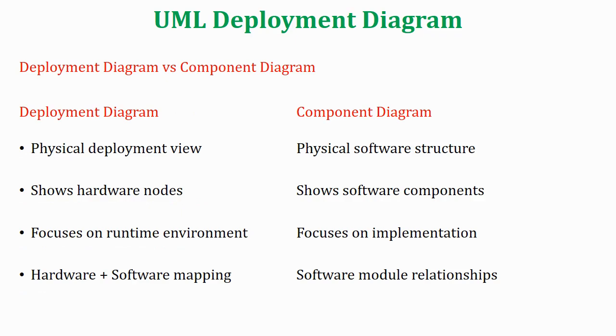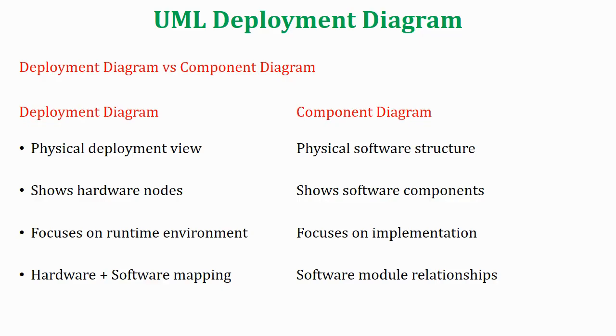Next is the comparison between the deployment diagram and the component diagram. The deployment diagram is a physical deployment view, whereas the component diagram is a physical software structure. The deployment diagram shows hardware nodes, and the component diagram shows software components. Already we discussed this, right? For example, what are the components of a CPU? That is the hardware, for example, hard disk and RAM, then ports, then memories. Everything is a component of the CPU.